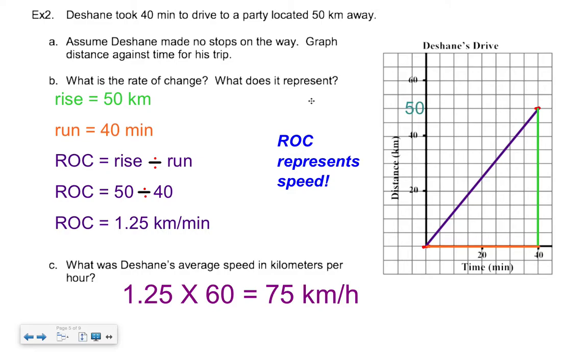Now, a great question might be, if someone left at the same time as Deshane and was driving faster, what would their graph look like? And maybe you guys can talk about that in class today. Anyway, what was his average speed in kilometers per hour? Multiply by 60. Okay, if you know it per minute, to get from minutes to hours, you multiply by 60.